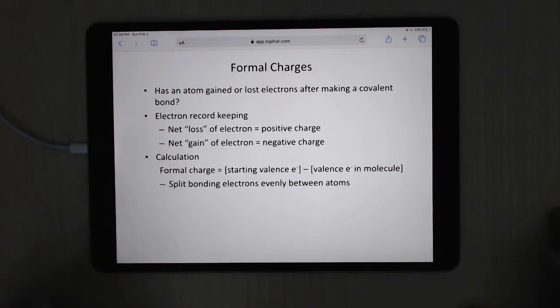Now, one of the things we have to deal with is how the atoms are formally charged. This is an accounting thing called formal charge. It's just an accounting for whether it acts like it has a positive charge or negative charge. It's electron record keeping. So remember, you're gaining or losing electrons, right?